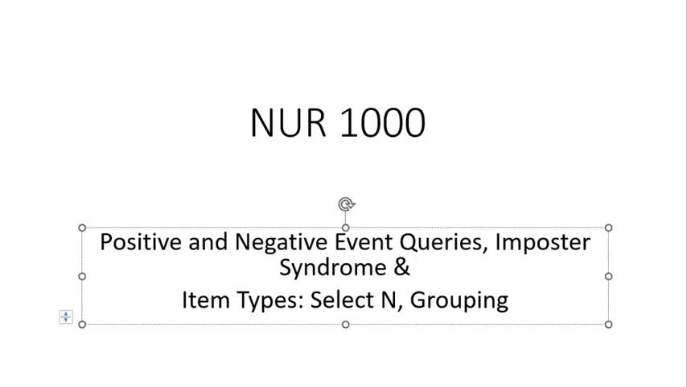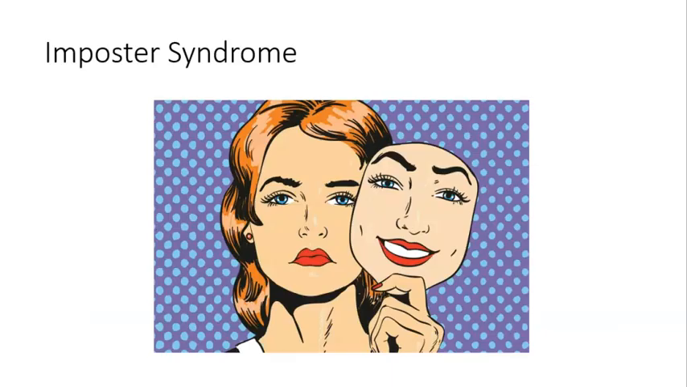Hello, this NUR1000 recording will go over positive and negative event queries, imposter syndrome, and two specific NCLEX item types, select N and grouping. So you will have a separate recording that goes over imposter syndrome. So I'll let that recording get into what it is and how you can deal with it.